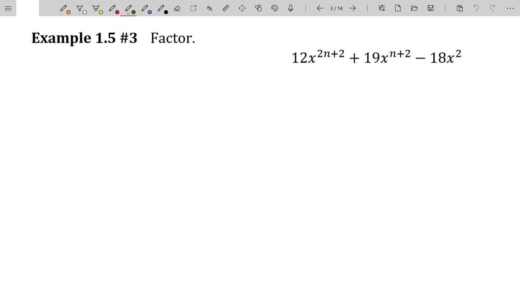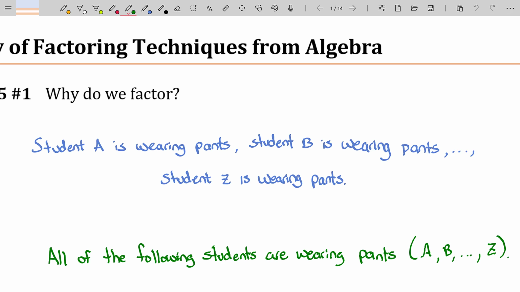Again, think about the language example we had earlier. Student A is wearing pants, student B is wearing pants, and so on, all the way down to student Z is wearing pants. The easiest thing we could do is just say, hey, everybody here is wearing pants. All these people, A, B, C, all the way to Z. That's called factoring out the greatest common factor. We're just taking the thing they have in common and ripping that out and saying they all have this quality.